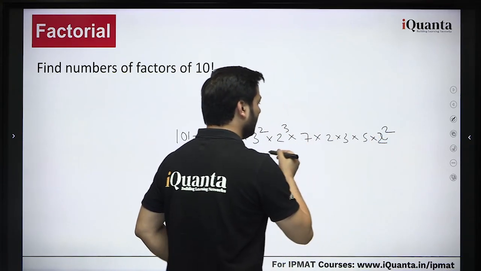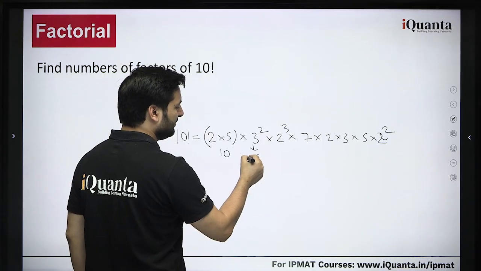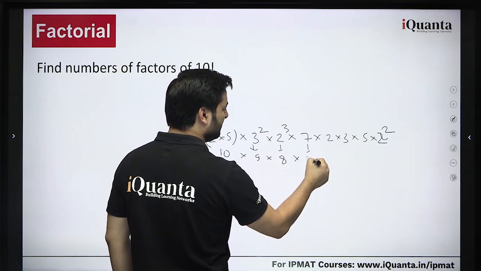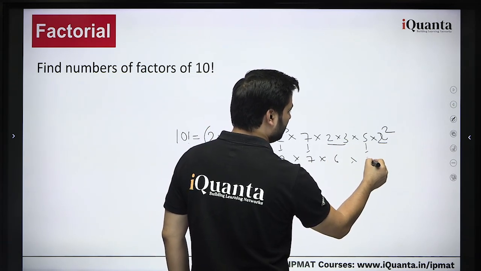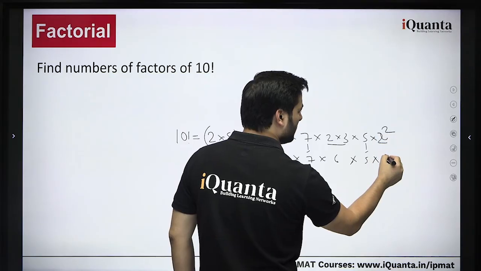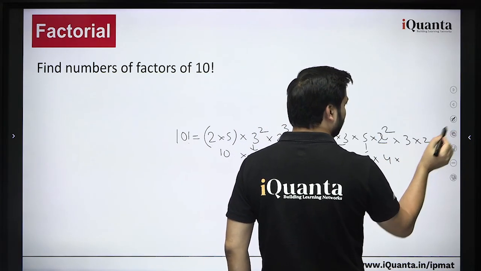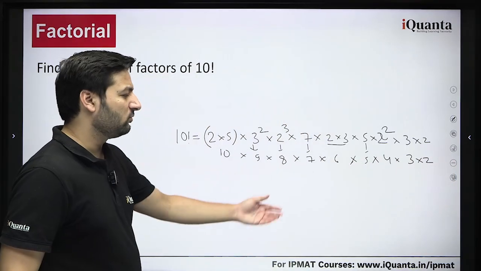I am writing the prime factorization straight away, okay. This is 10. This is into 9. This is 9, okay. This is 8. This is 7 over here, okay. This is 6. This is 5. Okay, 2 square is 4, then next will be 3, 2 and 1 does not matter, okay, 1 does nothing to the product.